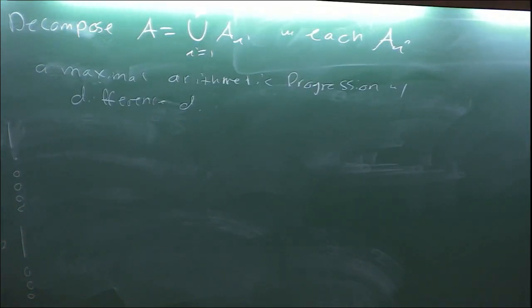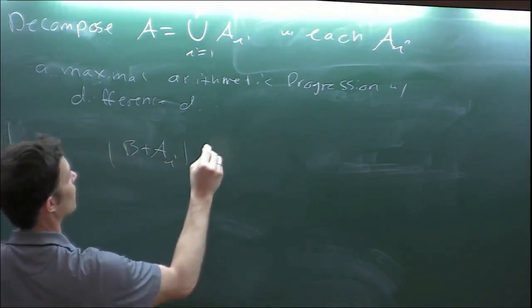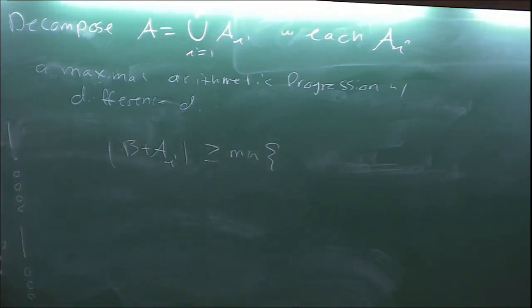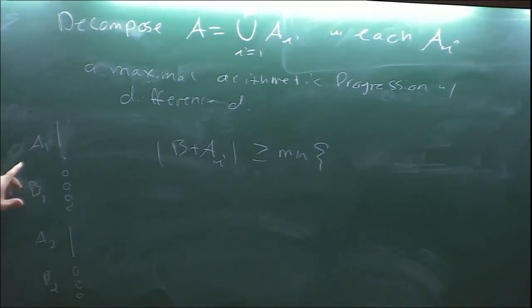Now, what happens when we add B to the set? We're adding it to each A_i. So when we add B to A_i, one of two things happens. We either get, maybe call this one B1, the gaps after A1, and this one we'll call B2. So we're going to let B1 just be the space between A1 and A2 if we order this cyclically.